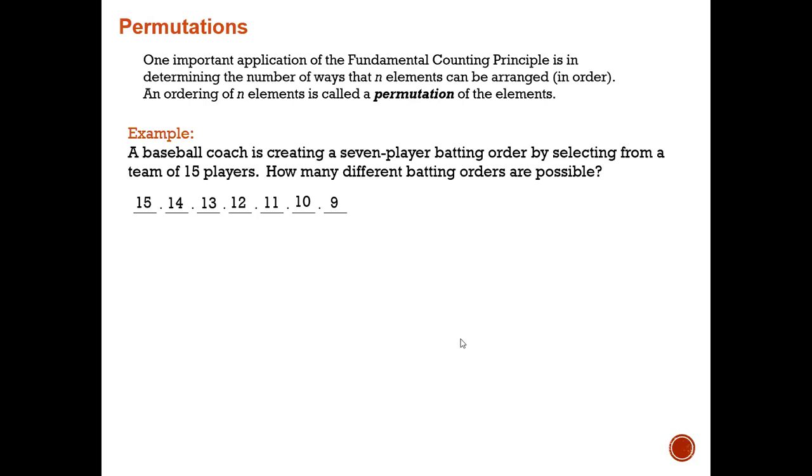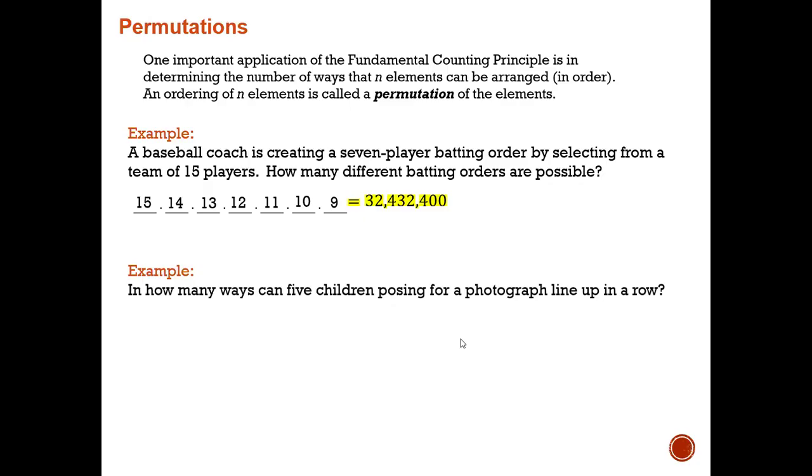The idea is the same, the fundamental counting principle. We're multiplying the number of ways you can choose each player. The reason it goes down by 1 is because it's from that same group, and once you pick one from that group, you have less to pick from. But same idea, you can multiply all of this and get the number of ways you can have the 7-player batting order. Let's do another example.